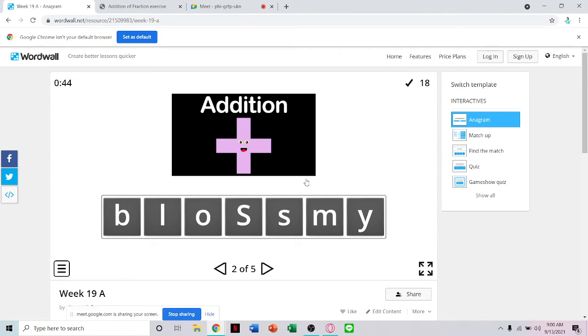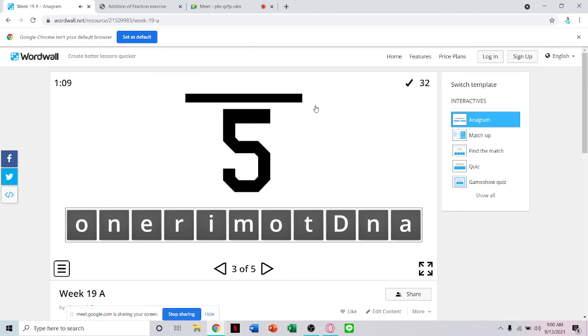Symbol. Yes. S, Y, M, B, O, L. Yes. Next. This one is the number at the bottom. What's the number at the bottom of the fraction? Denominator.